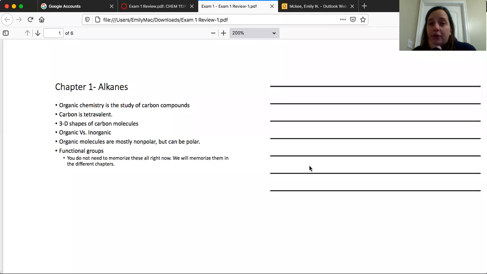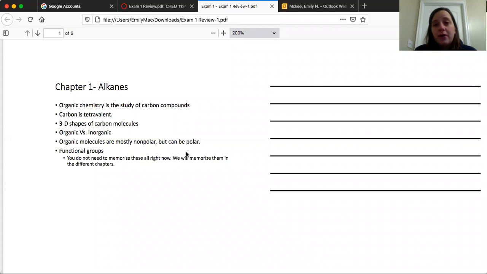So the first chapter was all about alkanes. And we looked at carbon because organic chemistry is the study of carbon compounds. So we looked at organic versus inorganic, and some of the characteristics of organic molecules compared to inorganic. So make sure you know the difference. Kind of similar to one of the questions I gave you, I think it was on the alkanes virtual lab.